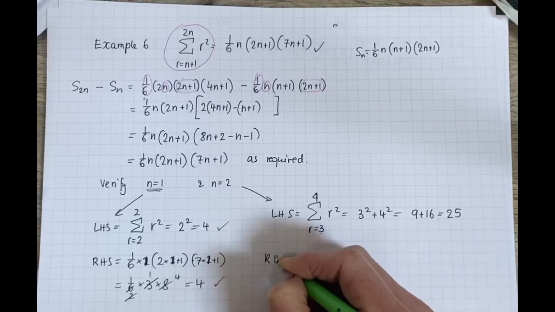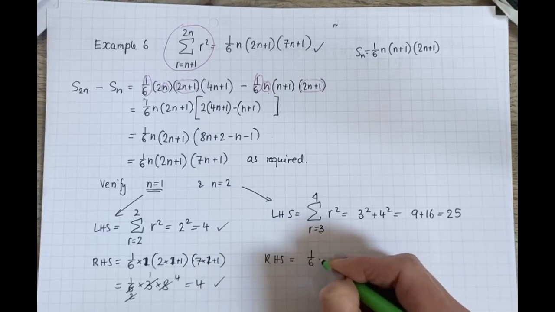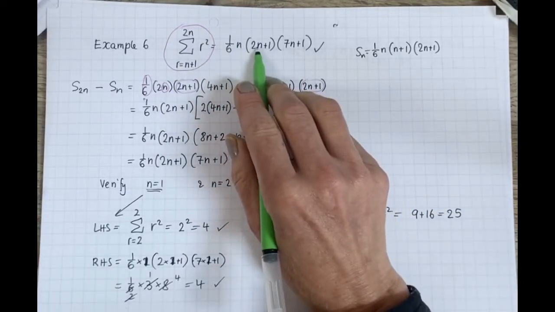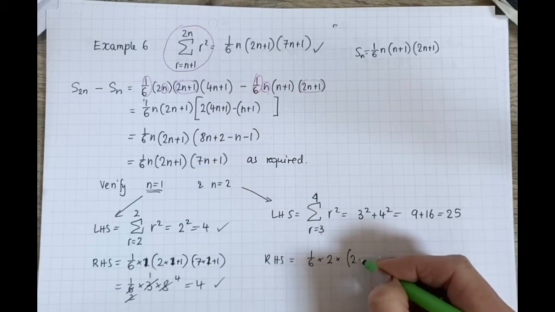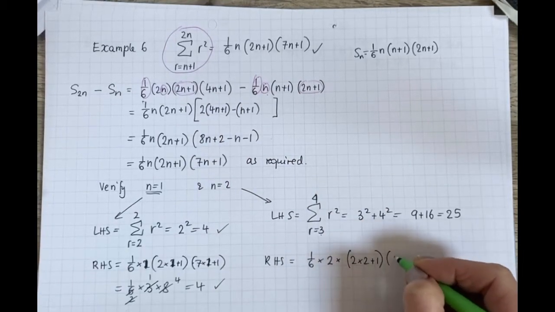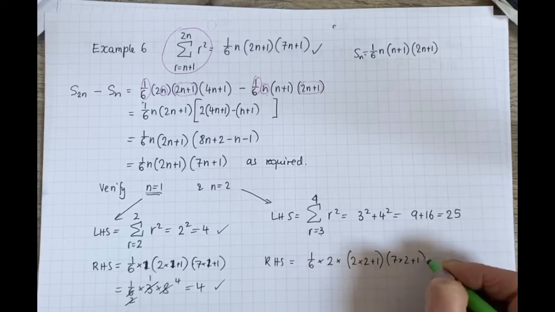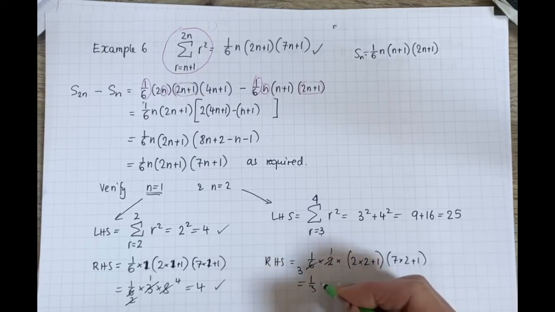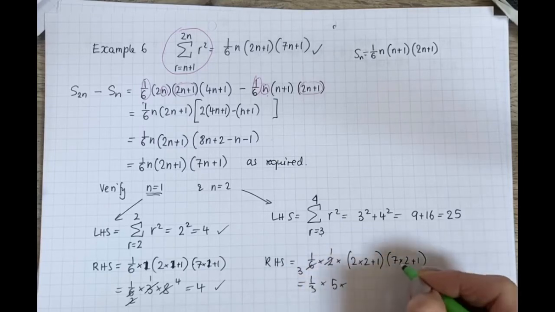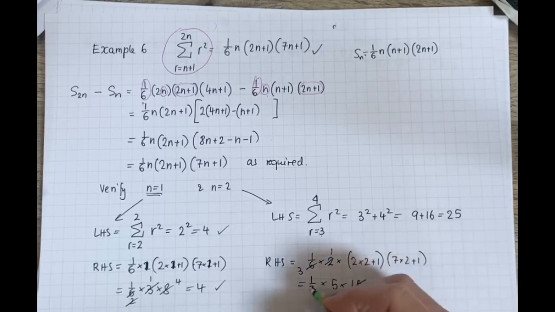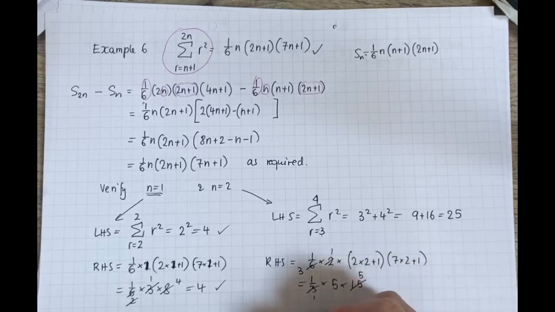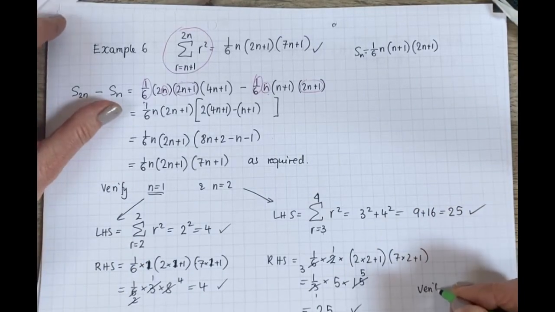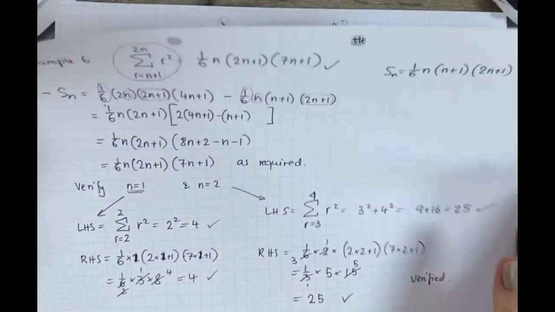But the right hand side is going to give me 1/6 times, now here we've got to put 2, so it's 2 times 2 plus 1, and then 7 times 2 plus 1. So that's going to give me 1/3 times 5 times 14, add 1, so 15. So it's the same. So it's been verified. You could say left hand side is equal to right hand side.